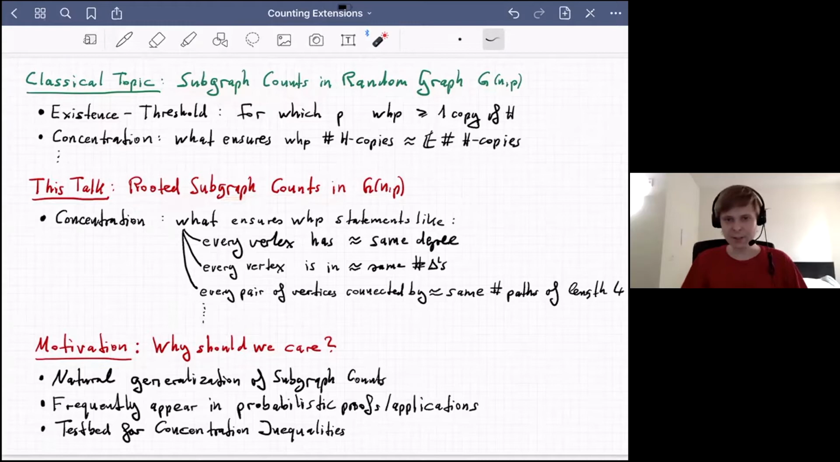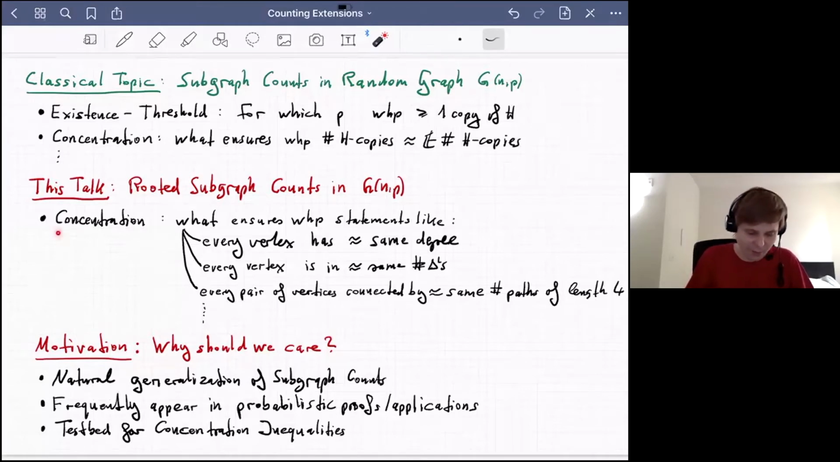We're interested in what we can say about the number of triangles that contain a given vertex. What can we say about the number of paths of a certain length that go through two particular vertices? Those are the kind of objects we're interested in.